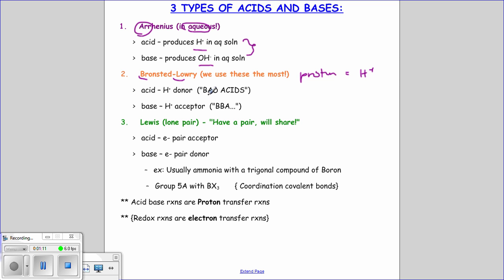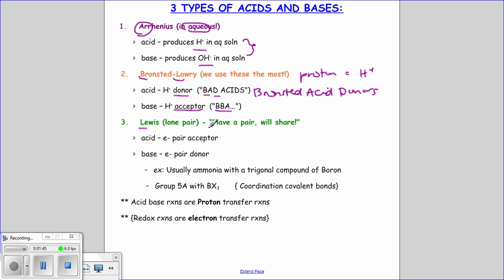I taught myself this little silly way back in like 10th grade. An acid here is a donor of a proton, and I call them bad acids because I can remember Bronsted acid is a donor. Just don't say it really fast. And then the opposite, this is stupid, but it works for me: BBA, Bronsted base is an acceptor. So we're just talking about how the protons or the H pluses are being moved around within a chemical reaction.